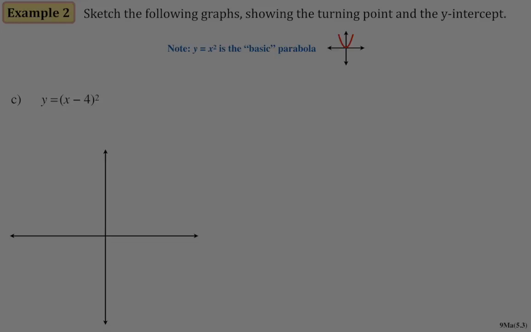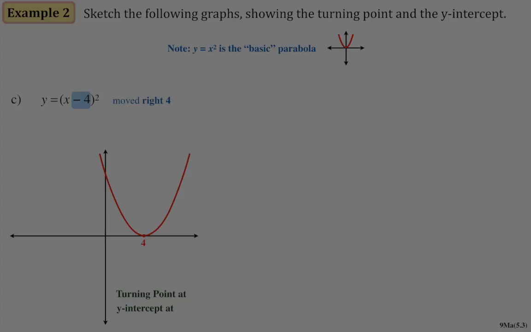Now, with part C, we've got brackets, and we know brackets control left and right movement. Because this bracket has a minus 4, it doesn't go in the minus direction, it goes right 4. It's the same as y equals x squared, but it's pushed right 4 places. So we go right from 0, 0, we move right 4 places, and we put a dot, and we do our parabola opening upwards. I know it opens upwards because there's no minus in front of the bracket. There's my parabola.